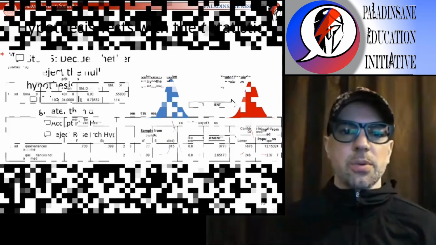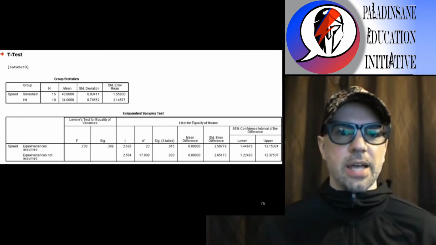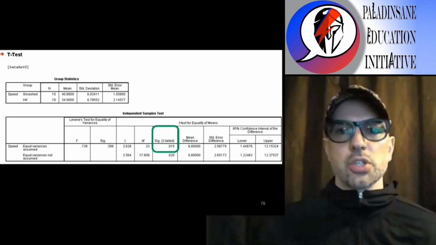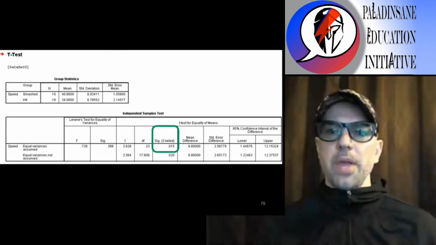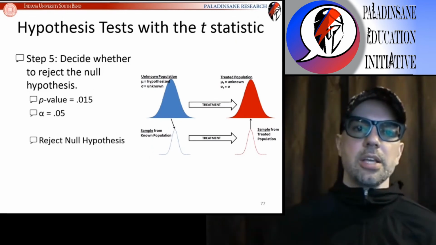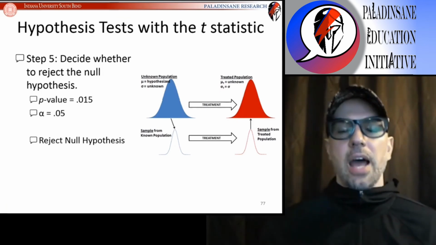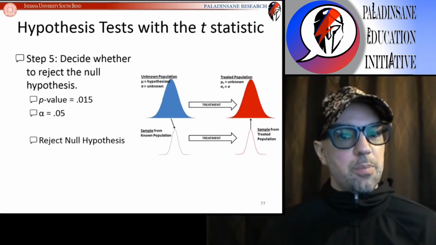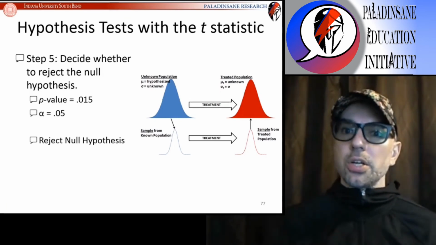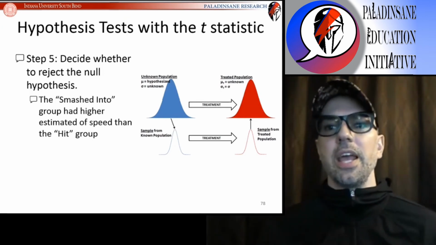So once again, just to reiterate, we're doing a two-tailed t-test. That's our p-value for two tails, so we can read it straight off of the table. Comparing the two of them, our sample's probability, the p-value, is 0.015. Our alpha level is 0.05. Alpha is larger than our p-value, so that means that we reject the null hypothesis, and the conclusion is that the smashed into group had a higher estimated speed than the hit group.